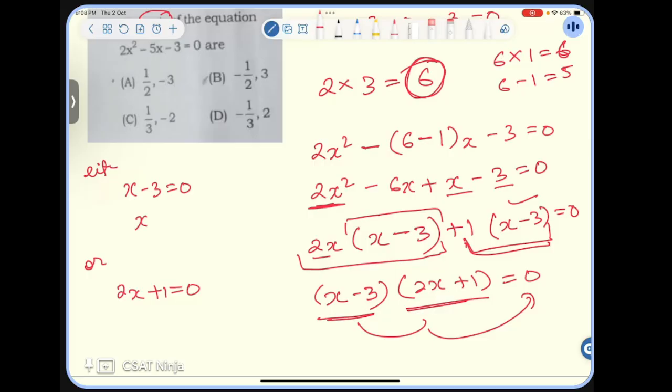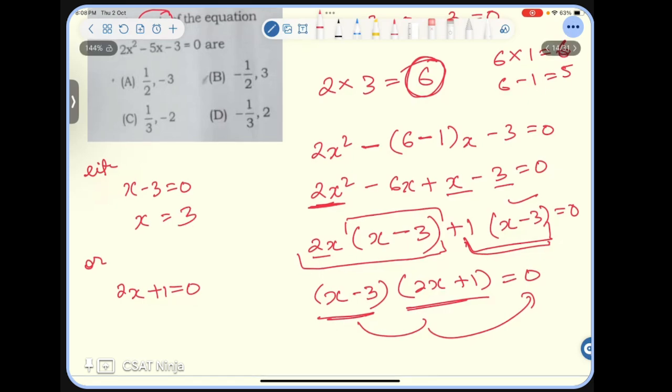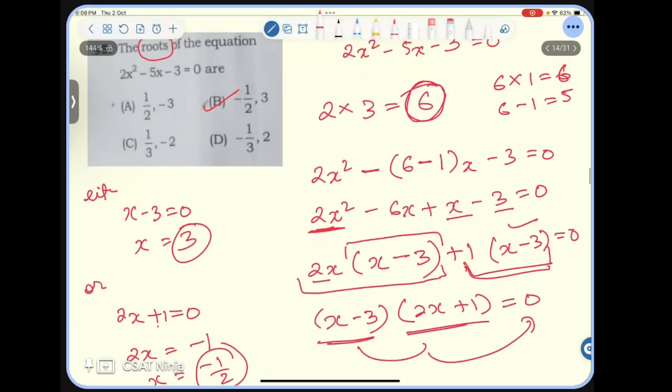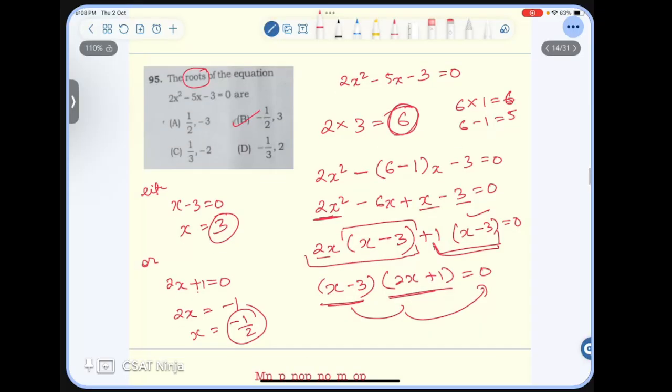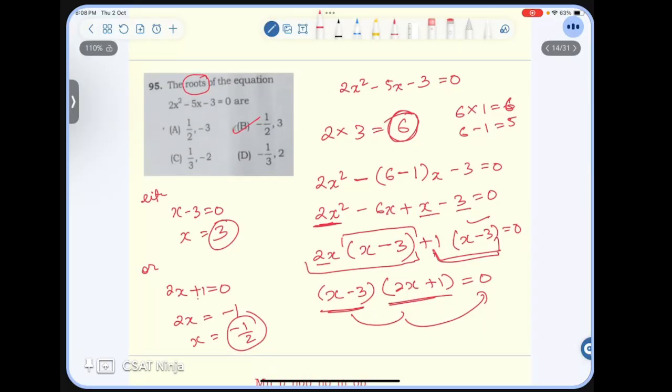So in this case, x is equal to, if minus 3 is transferred to the other side, it will be plus 3. What about this? 2x is equal to, if I transfer plus 1 to the other side, it will be minus 1. And x is equal to minus 1 divided by 2. So the zeros are 3 and minus 1 by 2. 3 and minus 1 by 2. So the option here is option number B. This may look a bit complex for some, but that's how we find the roots of the equation, okay?